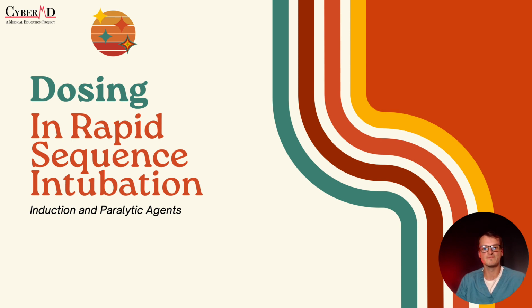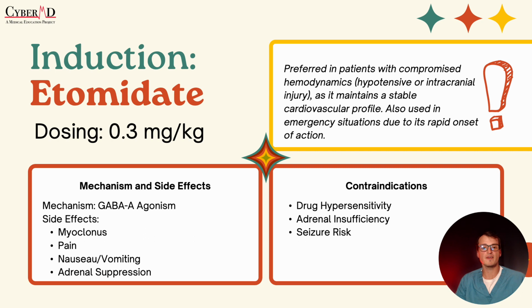Let's get started. First up is etomidate, which is dosed at 0.3 milligrams per kilogram. When it comes to the induction agents, if it has one and only one letter O in the name, then it is 0 point something for the dosing. Again, that's only for our induction agents. So etomidate is 0.3 milligrams per kilogram.